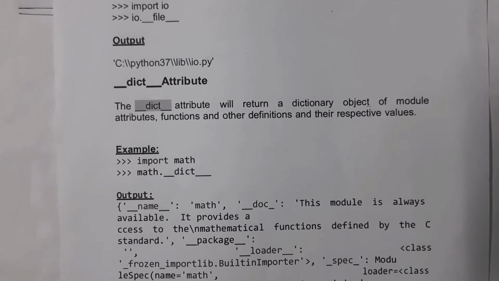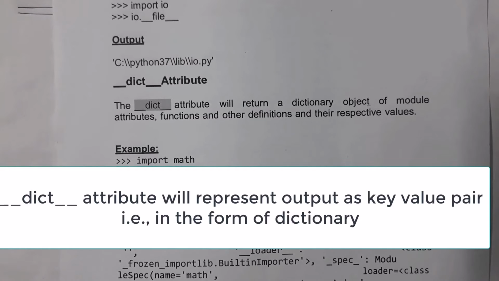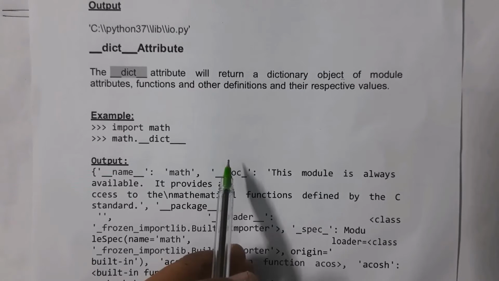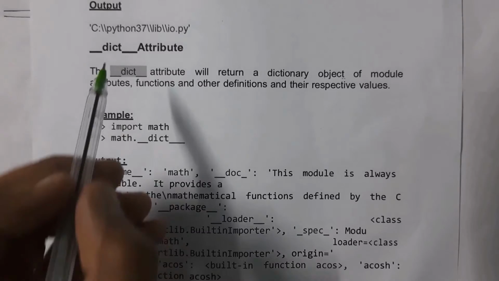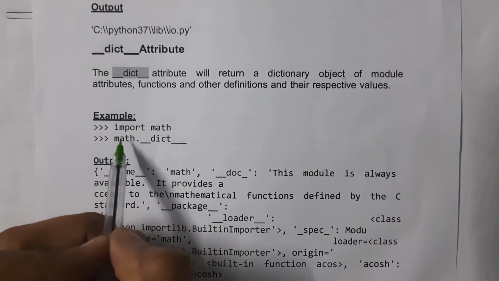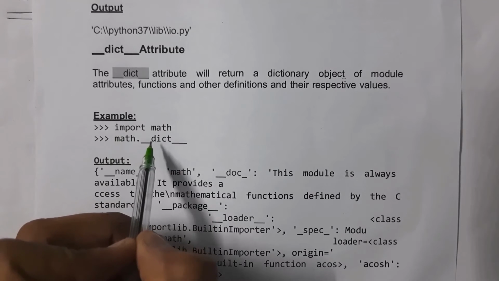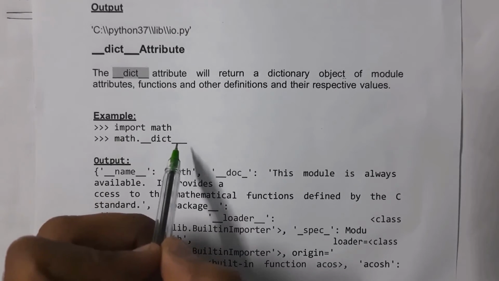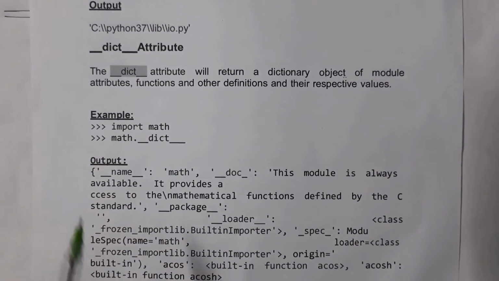Next, what is the use of the dict attribute, where dict stands for dictionary. Each and every object in Python has an attribute which is denoted by the dict attribute. I imported the math module and next I wrote here math dot underscore underscore dict underscore underscore, and whenever I write this and click enter, this is my output.